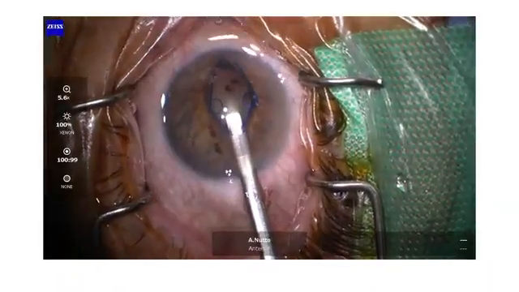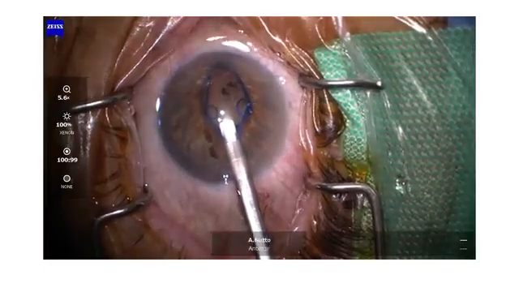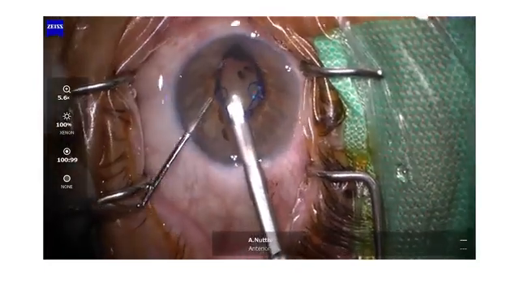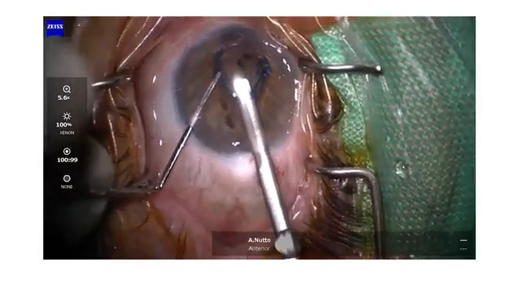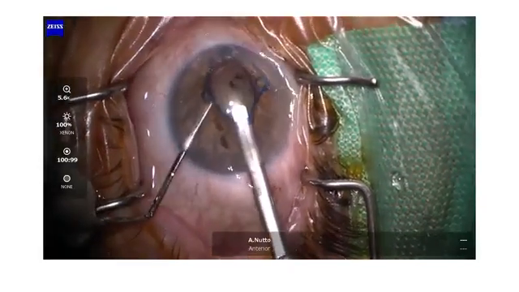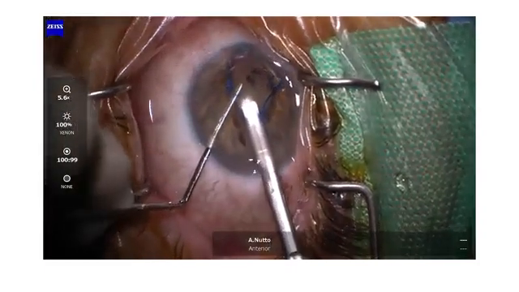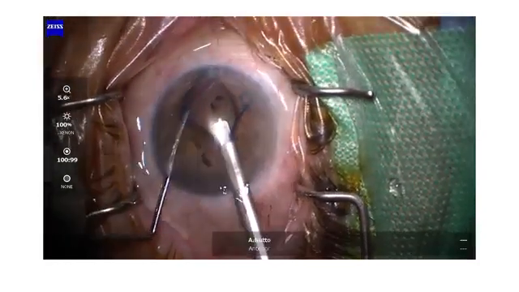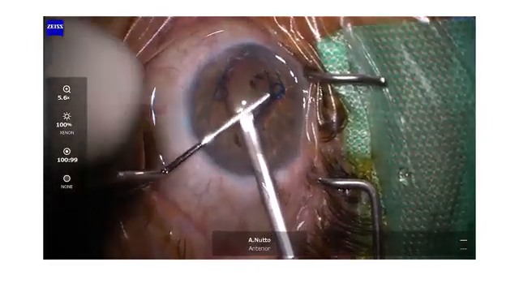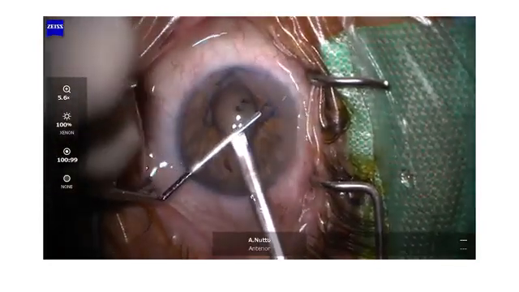Another device is the Malyugin ring or another dilating device. This shows how to put the Malyugin ring in. The nice thing about the Malyugin ring is when you put it in, it's dilating the pupil, and you also use the second instrument to rotate the ring around the pupil.